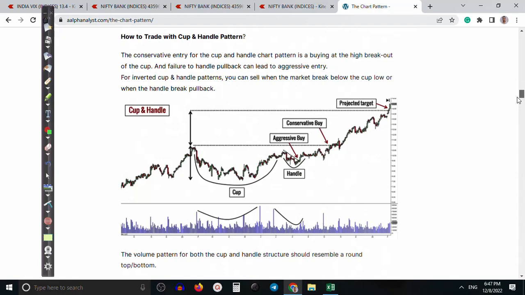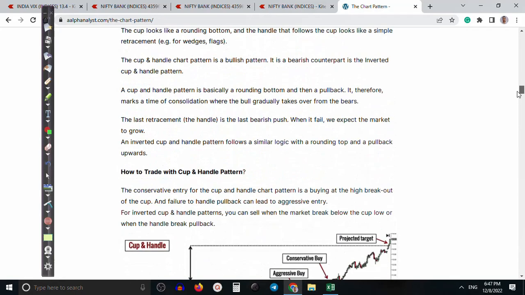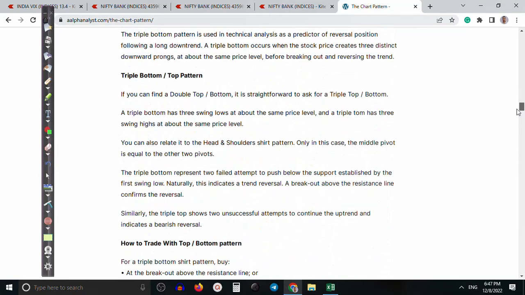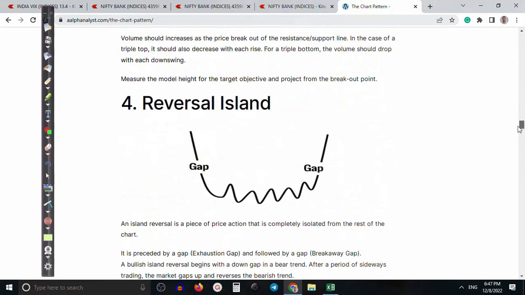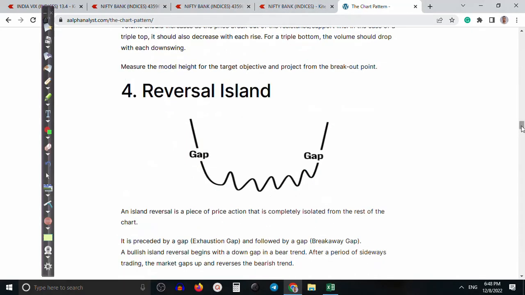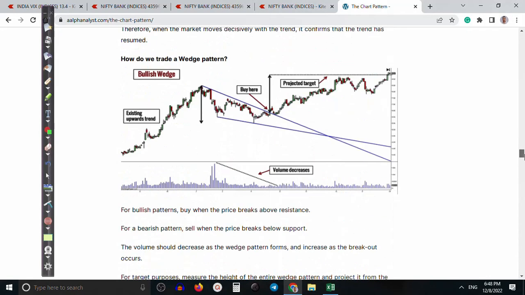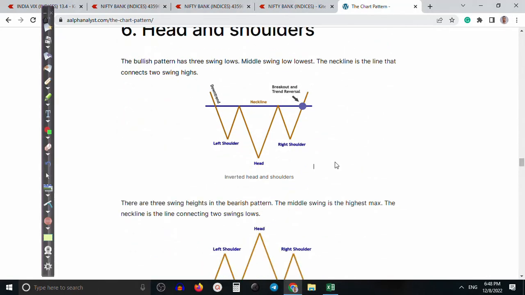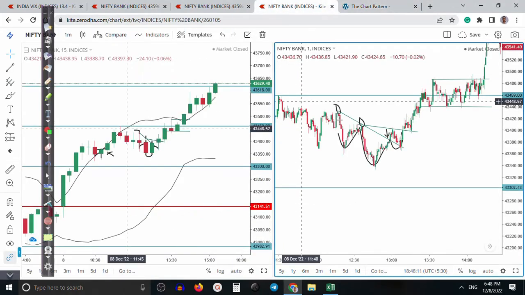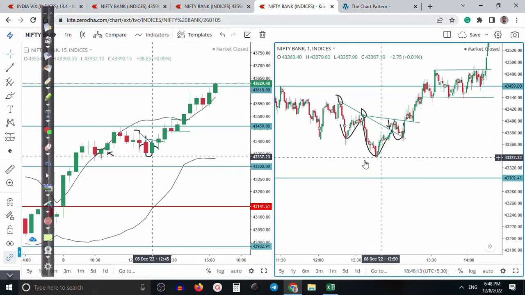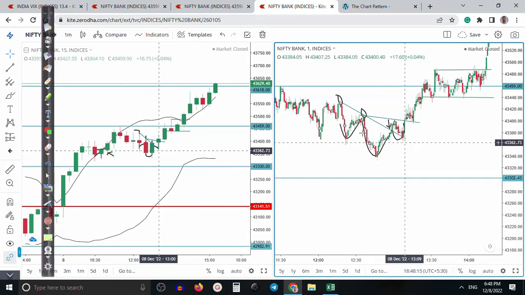Just a minute. Cup and handle, no. Okay, no. That was a reversal pattern, no. Wedge pattern, no. Head and shoulder. This one, head and shoulder pattern, where the head and shoulder pattern forms in this area. Have you seen? Head and shoulder pattern. So that is perfect.